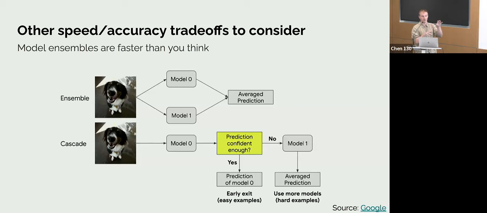Okay, there's obviously a slowdown here because now you have to run your data through two models. But often running your data through two small models is actually faster than running it through one big model and sometimes even better accuracy. So it's something to consider.